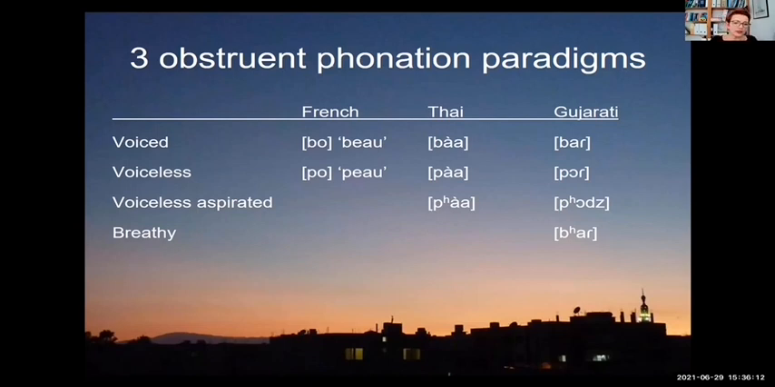So I showed you that Ethio-Semitic languages like Tigrinya have a 3-way phonation contrast between fully voiced, aspirated and ejective, and that's what we reconstruct for early Semitic. So then where do other Semitic languages fit into that? So this is where we can look at Arabic, because it's quite interesting to see how Arabic doesn't have only one phonation paradigm.